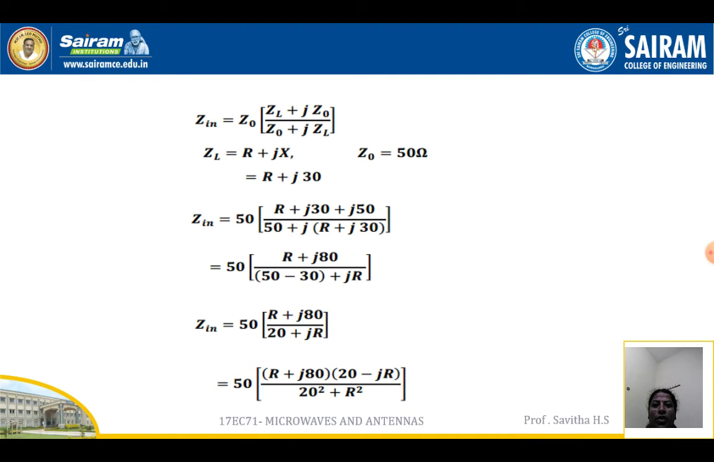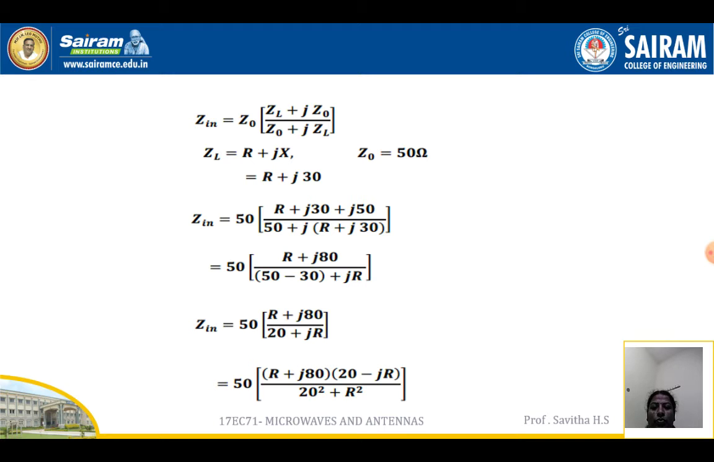So substituting the same value here, Zin is equal to Z0 (ZL plus j Z0) divided by (Z0 plus j ZL). We know that ZL is equal to R plus jX and Z0 is equal to 50. Here only the X value is given in the problem, so substitute R plus j30. So Zin is equal to 50 (R plus j30 plus j50) divided by (50 plus jR plus j j30). So 50 into (R plus j80) divided by (50 minus 30 plus jR), because j into j is j square, which is minus 1. So Zin is equal to 50 (R plus j80) divided by (20 plus jR).